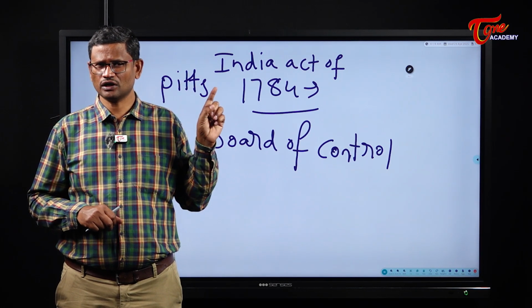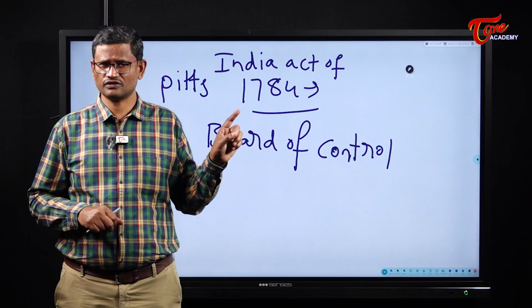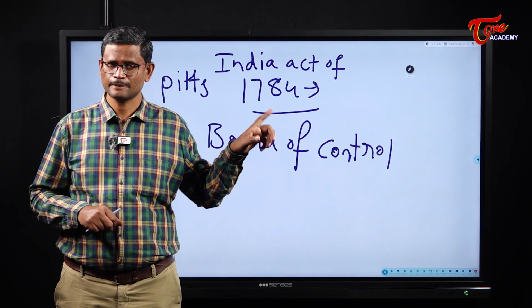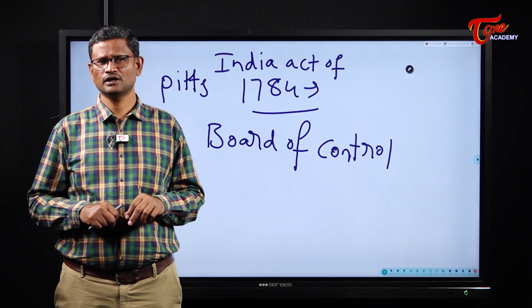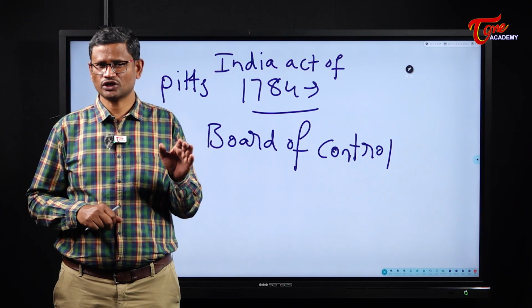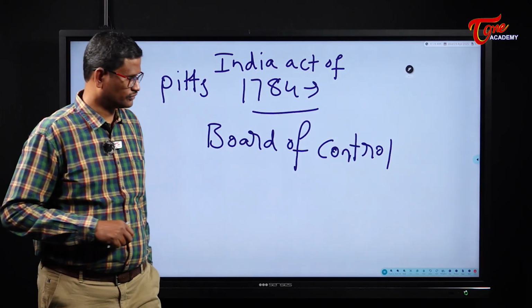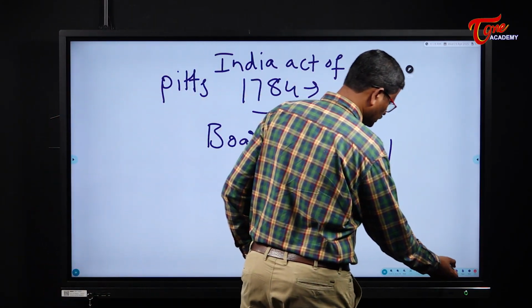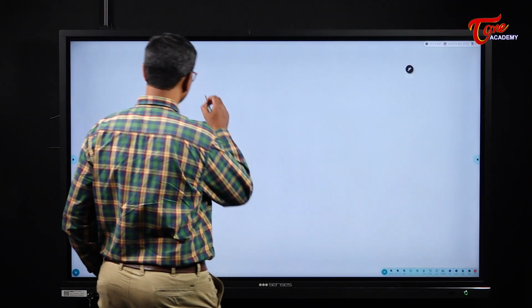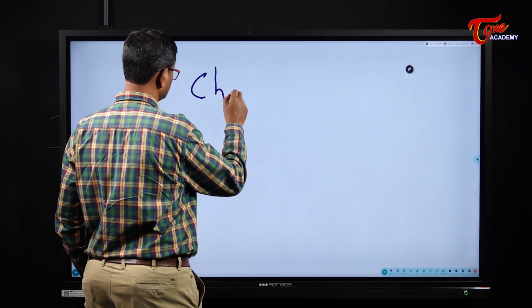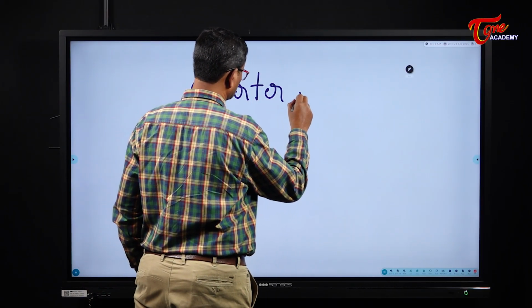So we had one dual government between 1765 and 1772, that is by Robert Clive. This is the second kind of dual government from 1784. It continued up to 1858. That's the importance of Pitt's India Act of 1784. Then the next most important legislation, we have the Charter Act of 1813.